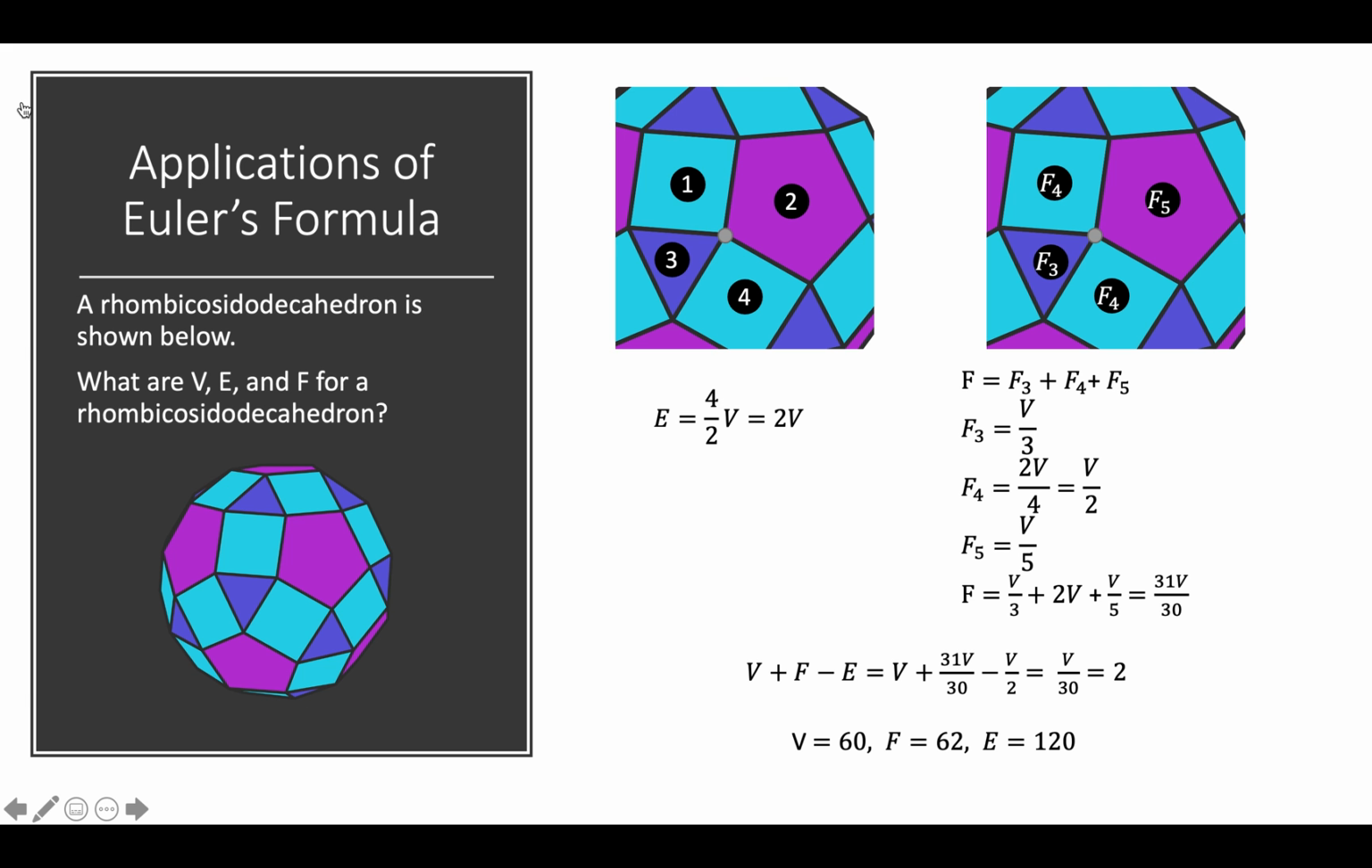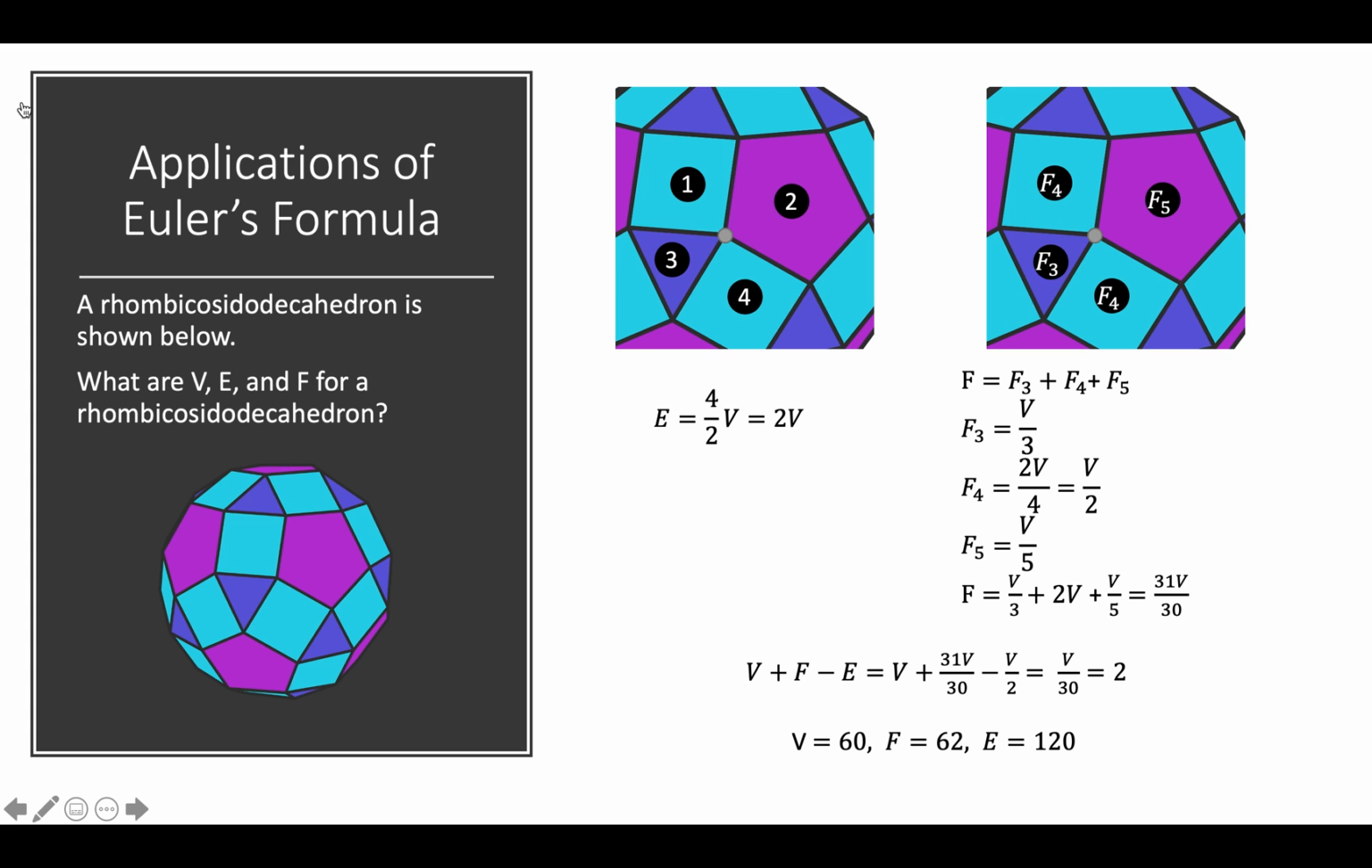Moving on to a more challenging example. In this example, we're given a polyhedra, but we're not given any information. We have to deduce it all ourselves. We're just given a picture. So how do we attack this? We notice that every vertex is identical. And what I mean by identical is every vertex has a hexagon, 2 squares, and a triangle on it.